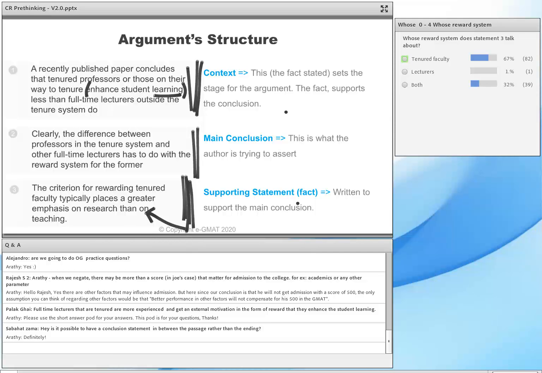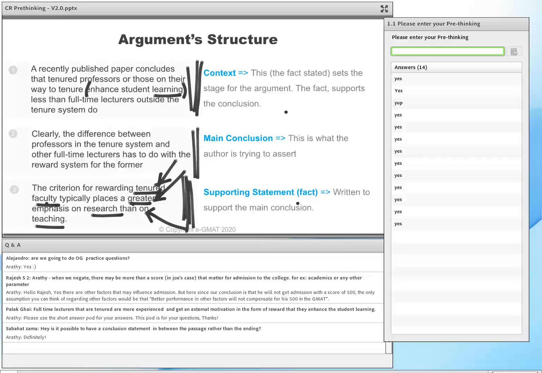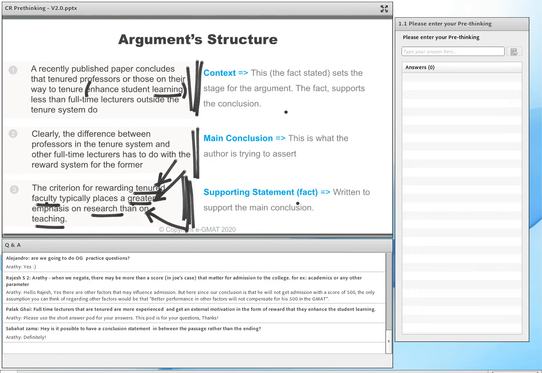The statement says the criterion for rewarding tenured faculty places greater emphasis on research than on teaching. And you say, hey, is there anything about lecturers? No, this word greater in this case is comparing the comparative emphasis on research versus teaching just for this entity. He's not saying anything about lecturers. For those of you who chose both, did you read the statement again? Can you really see there's nothing about lecturers that's been communicated over here?